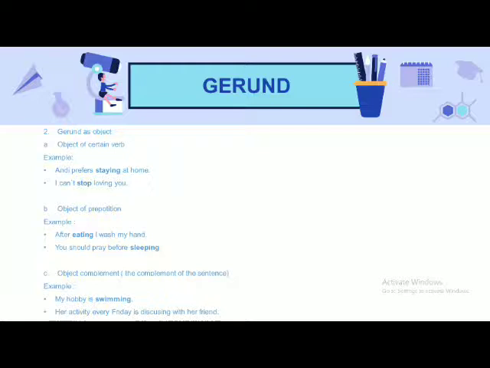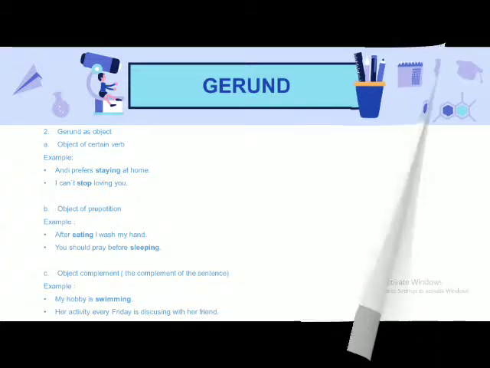And the second, object of preparation. Example: after eating, I wash my hand, and you should pray before sleeping. The third is object complement or the complement of the sentence. Example: my hobby is swimming, and her activity every day is discussing with her friends.